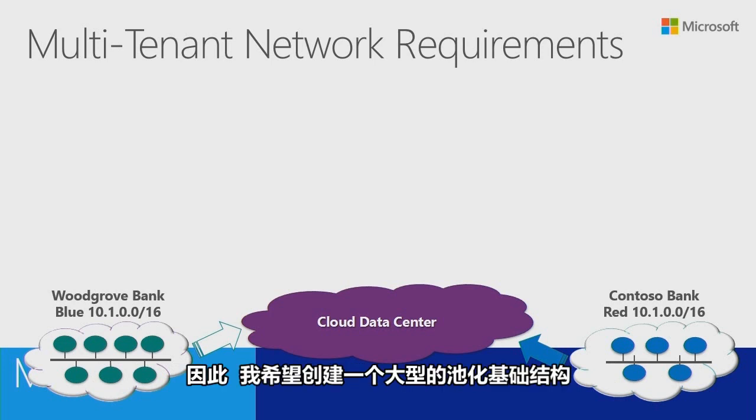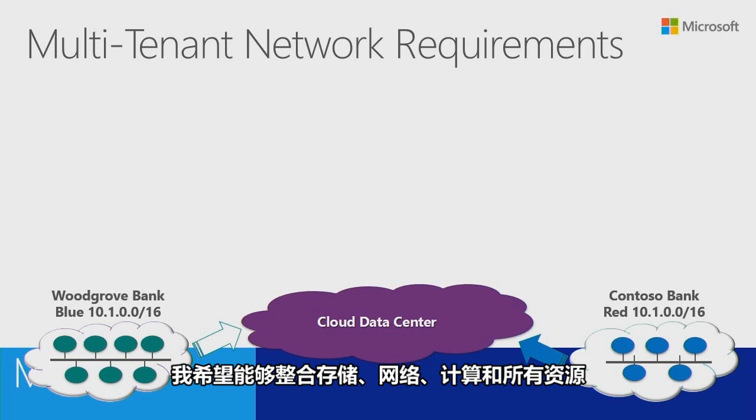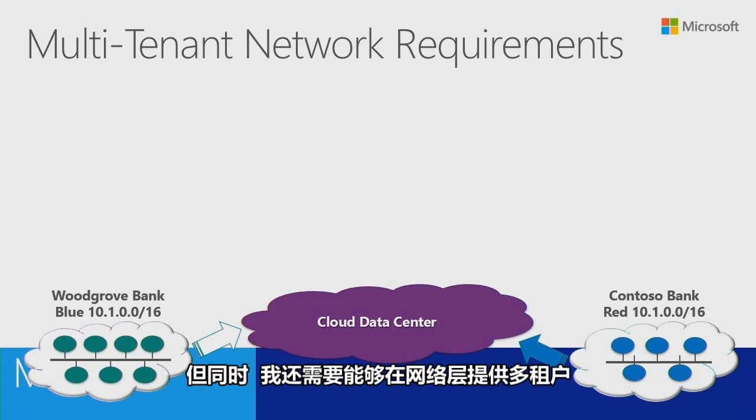So I want to create a large pooled infrastructure, okay? I want to pool my storage, my networking, my compute, and all of this, and I want to be able to basically put workloads on there, but at the same time, I need to be able to provide multi-tenancy from a networking layer. Now, traditionally, it's been VLANs.